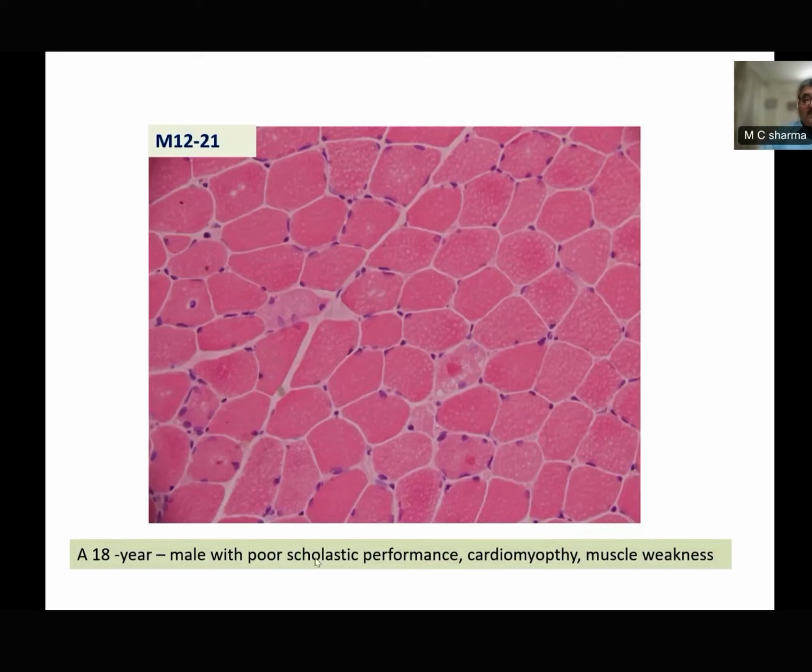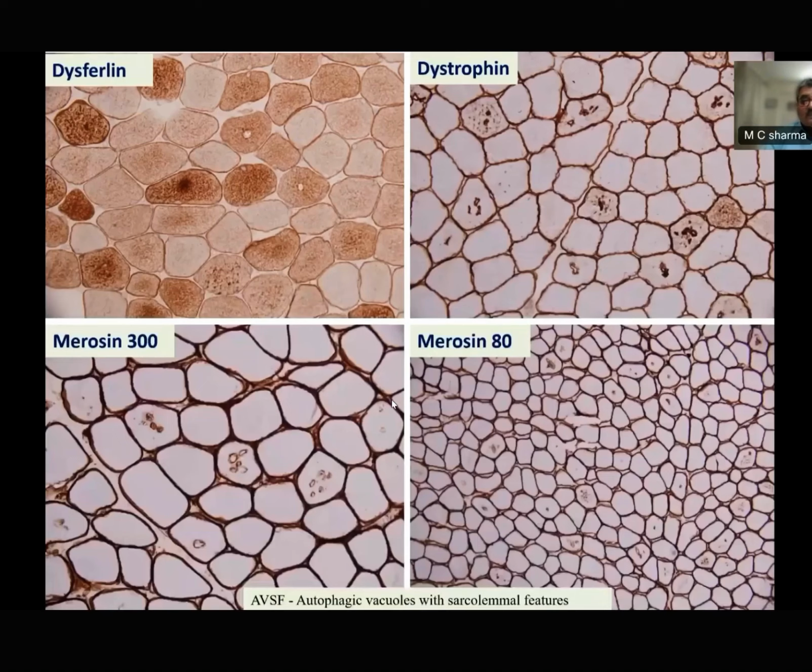This is an 18-year-old male. He has poor scholastic performance, cardiomyopathy, and muscle weakness, and there may be some vacuolation, some lightly stained fibers, maybe some vacuoles. But when we did the immunohistochemistry, it showed very interesting results. This is the dysferlin. Some of these are positive. There's cytoplasmic positivity. This dystrophin, which is a membranous protein, is staining these vacuoles. Merosin, which is a membranous protein outside the cell, is staining some of these vacuoles.